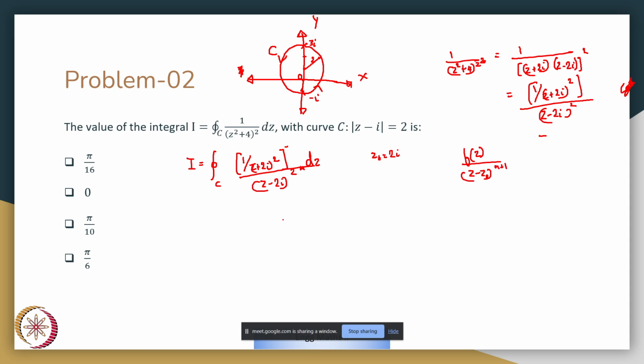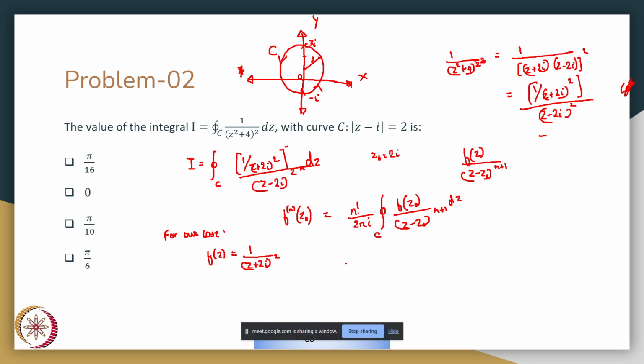From Cauchy integral theorem, we know that the nth derivative of f of z at z naught is nothing but n factorial by 2 pi i, the circular integral of f of z upon (z minus z naught) whole raised to n plus 1 dz. z naught should be enclosed in curve C. In our case, f of z is nothing but 1 upon (z plus 2i) whole square, and n plus 1 equal to 2, meaning n is 1.